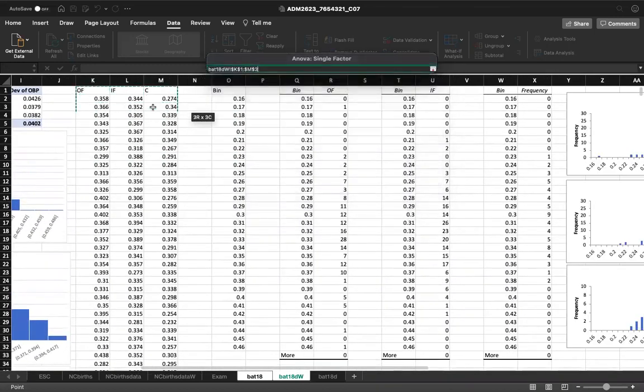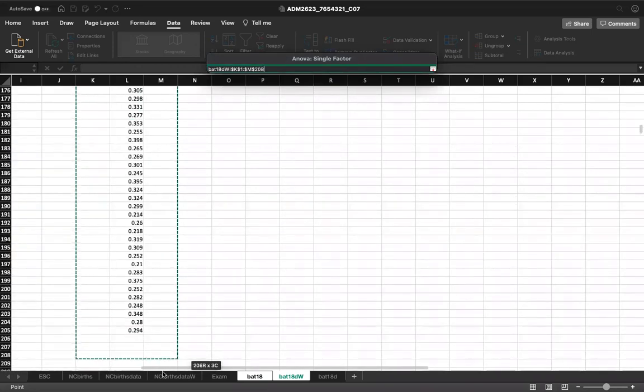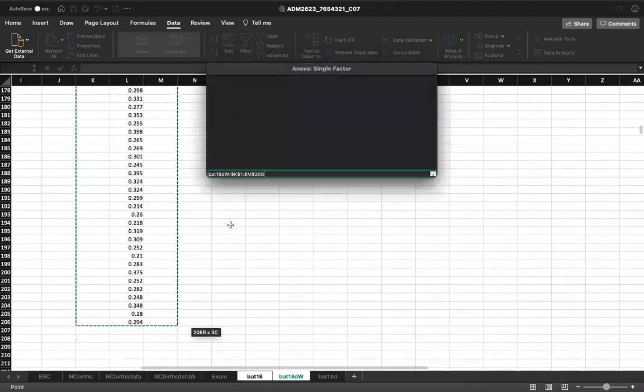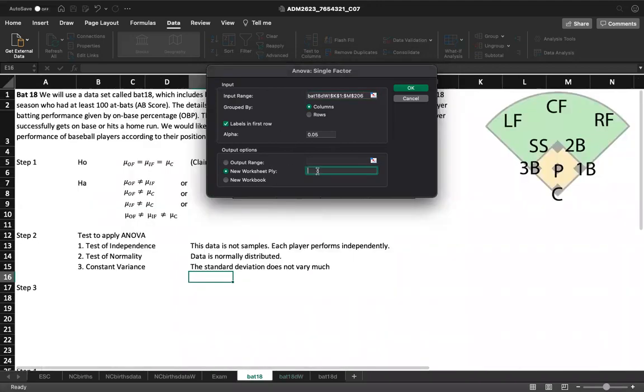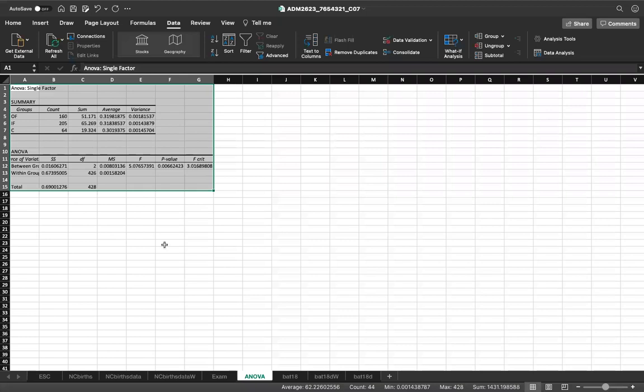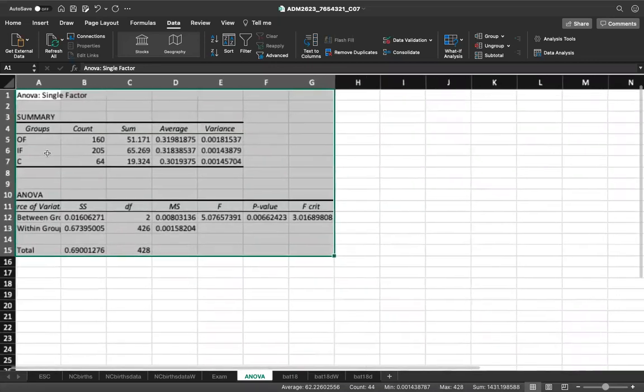So we can select it, so that all 3 are selected. These are in columns, and the first row is the labels row. We would keep it in the new sheet. Let's call it ANOVA and say okay. So this has generated the table for us with the ANOVA results.